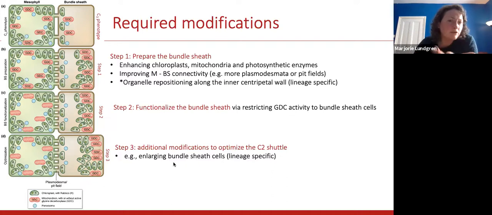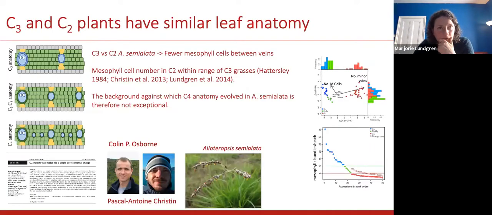For example, we might need to enlarge the bundle sheath. But again, I think that's lineage specific because it'll depend on the C3 background on which you're trying to introduce C2. If you're working with a lineage that already has large bundle sheath cells, you're not going to need to put effort into enlarging them, right? So that's why I'm saying it's lineage specific. Okay, so what about the glaring thing that gets brought up a lot, what about gross leaf anatomy? And I think we don't need to make any changes to gross leaf anatomy to recreate a C2 phenotype.